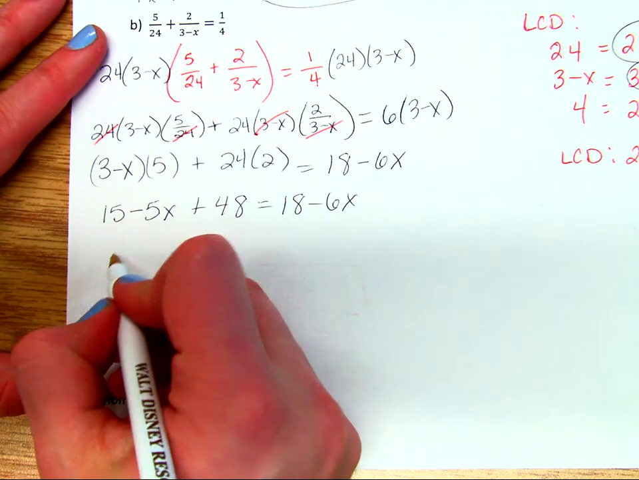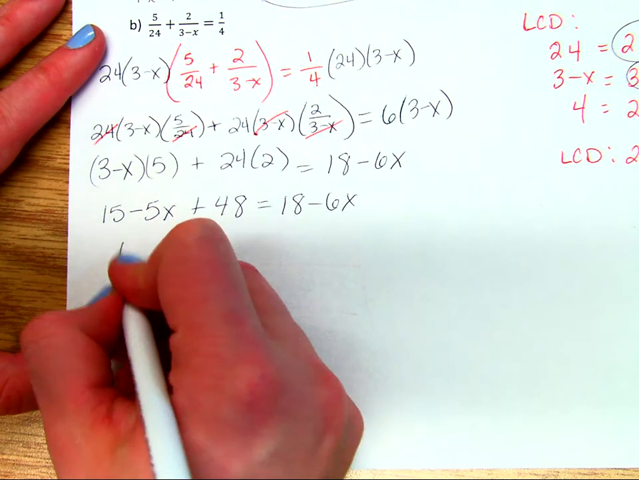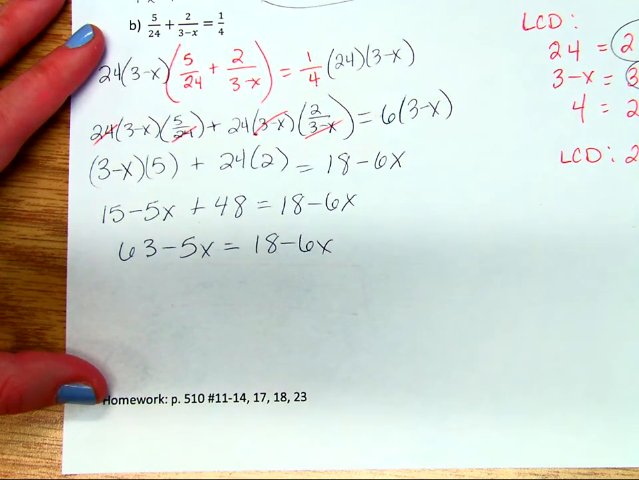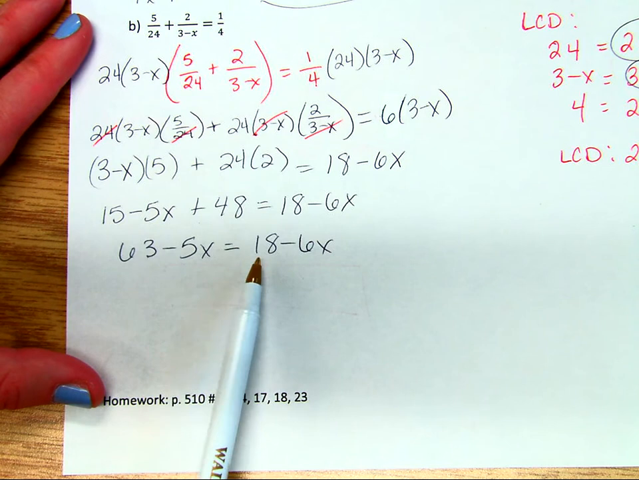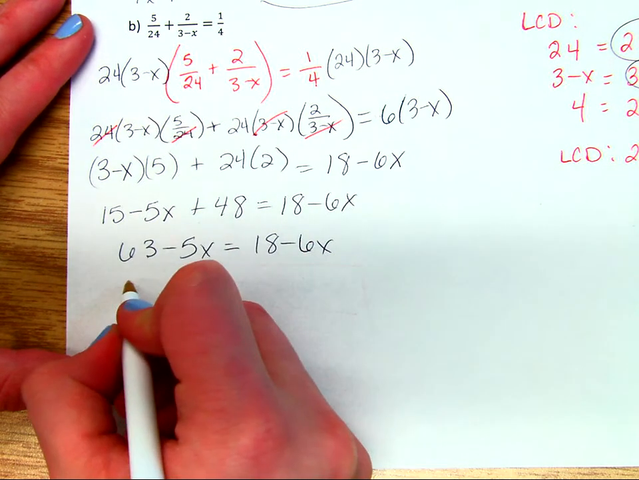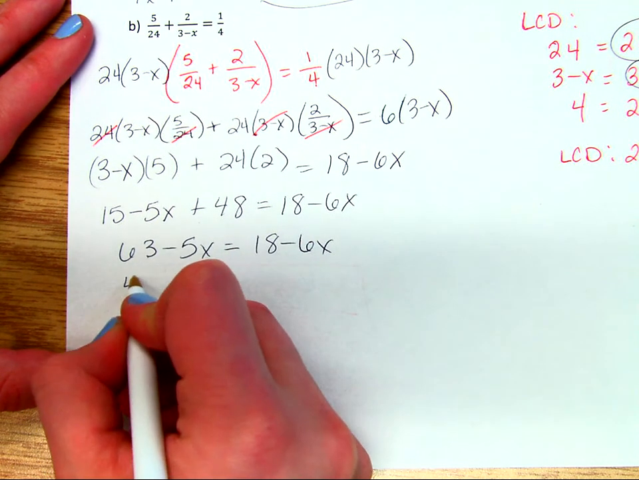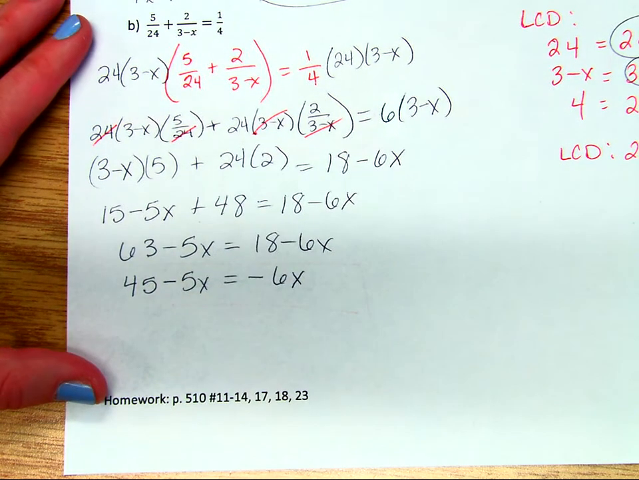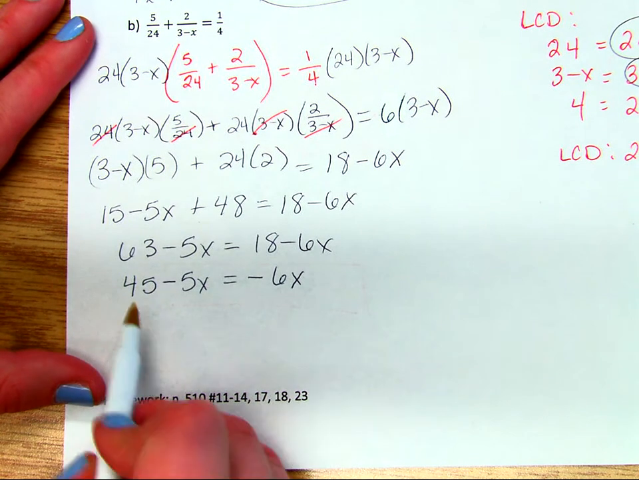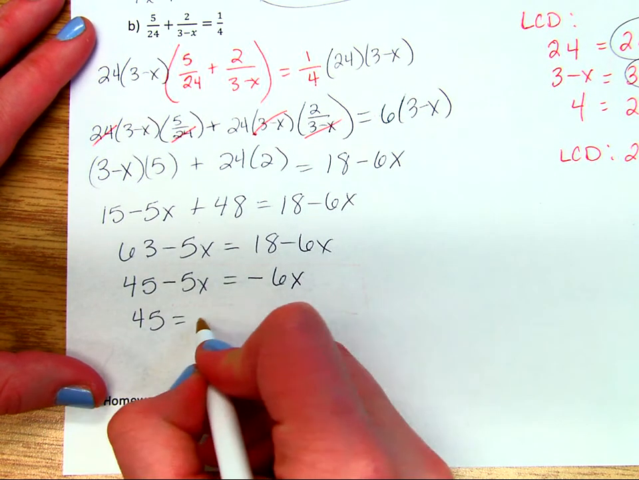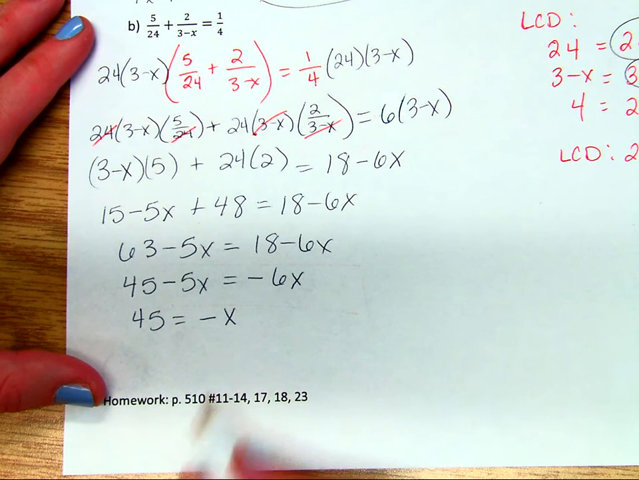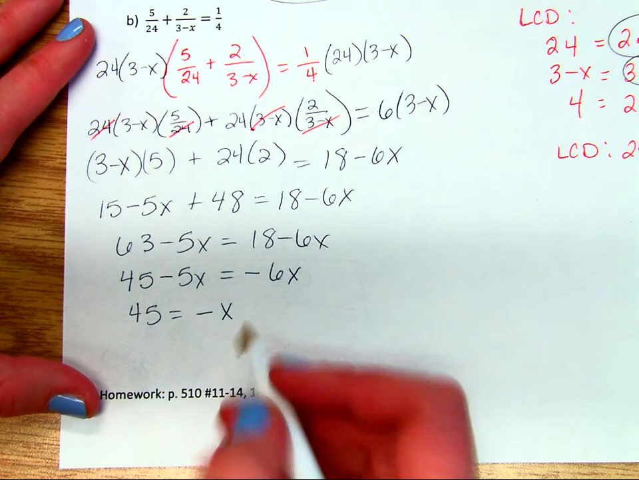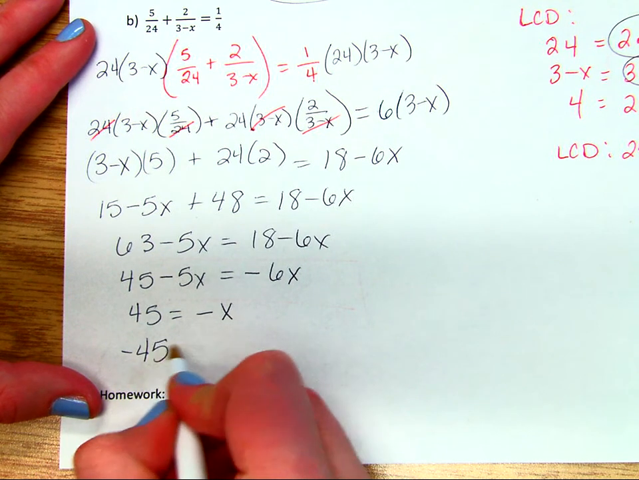Combine like terms. 15 plus 48 is 63. And then we'll subtract 18 from both sides. So that gives us 63 minus 18 is 45. And I'm still left with a negative 6x on the right side. Add 5x to both sides. And you're left with negative x. But I don't want negative x. I want positive x. So divide both sides by negative 1. And x is equal to negative 45.